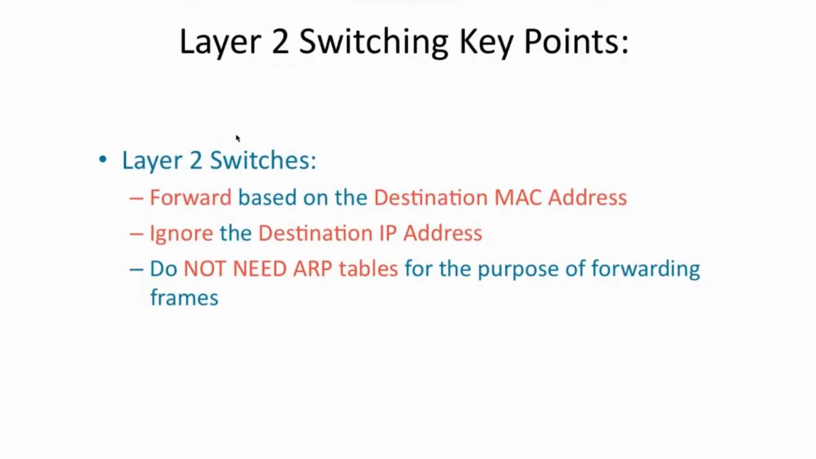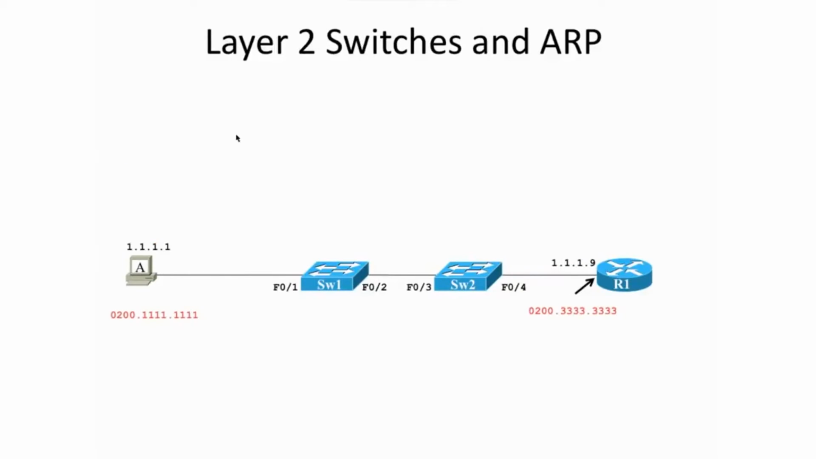the discussion of ARP. So layer 2 switching key points. Layer 2 switches forward based on the destination MAC. They ignore the IP header and the destination IP address. Some people get hung up by that, not many. But what people do tend to get hung up on in that environment for this previous example is that sometimes people think you need ARP tables in the switches for the purpose of forwarding those frames. The switches do not need their IP ARP tables at all for the purposes of forwarding those frames. So let's talk about that for a few minutes before we open up for questions.